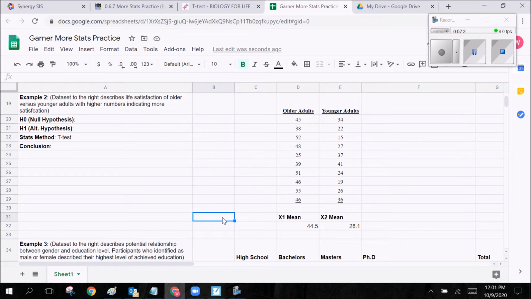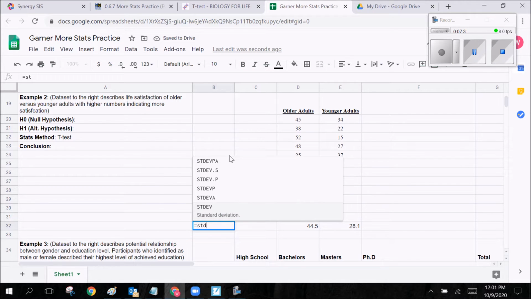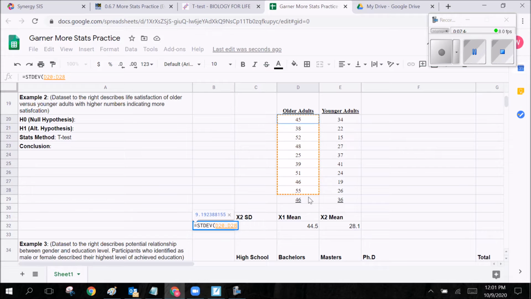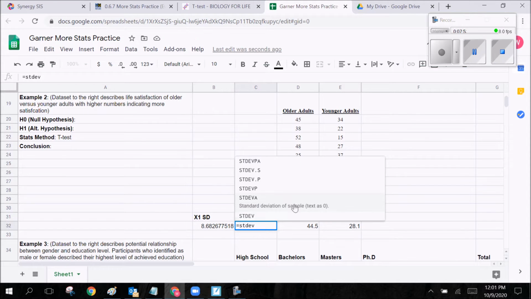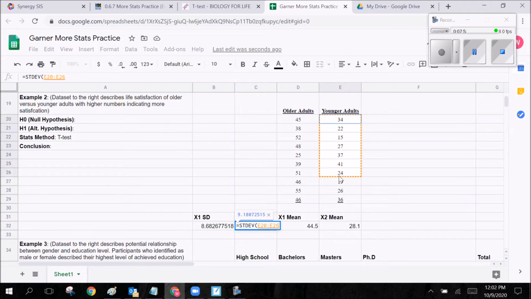Now I'm getting my standard deviation. So I'm going to say x1 SD, and then x2 SD for my standard deviation. Now to find the standard deviation, you're going to say equals, and you want to say STDEV. It should come up here, STDEV, and you're going to choose your data set. And then over here, for my x2 SD, I'm going to do the same thing, STDEV.